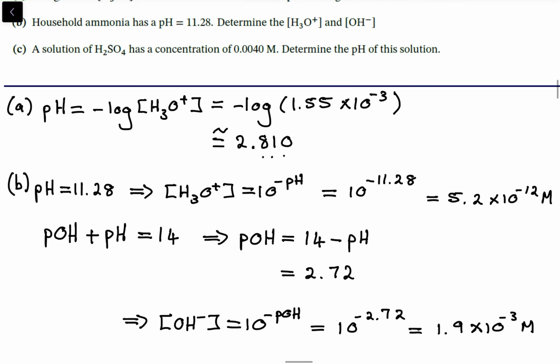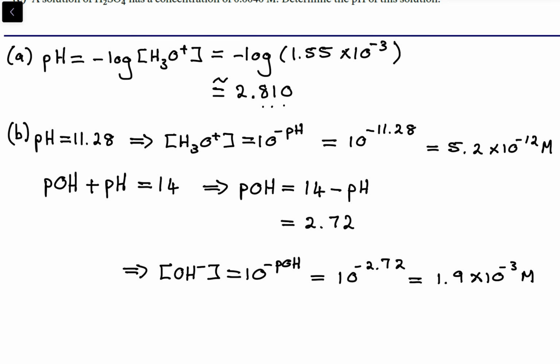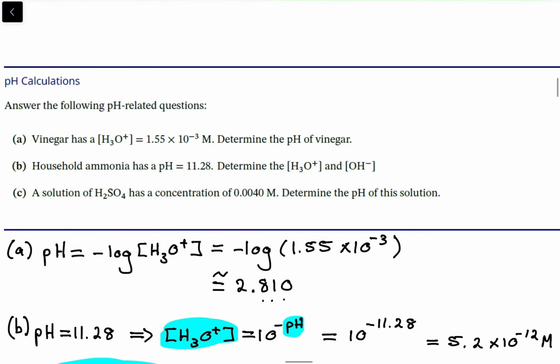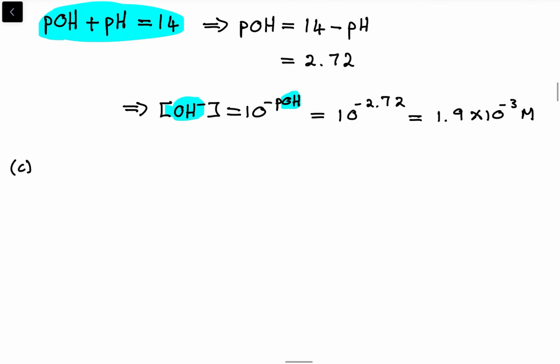values. Okay, so importantly, you need to remember this relationship between pH and pOH, and the relationship between these quantities. Okay, let's look at the last one. The solution of sulfuric acid has a concentration of 0.004 molar. Determine the pH of the solution.